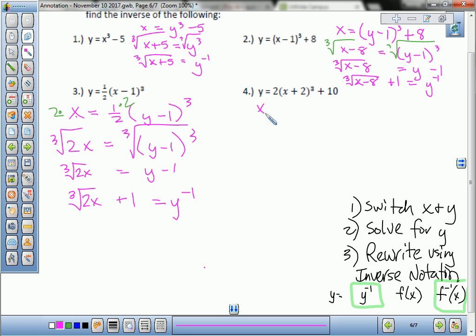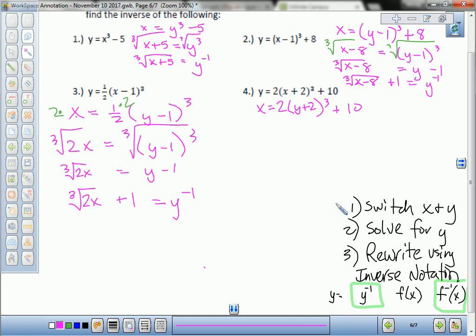So step 1, switch the x and y. Step 2, solve for y. So this one, to solve for y, the first thing we have to do is subtract the 10. Now the next thing we do is divide by 2, or multiply by the reciprocal, whichever way you thought about it. So if we divide by 2, we have to divide everything over here by 2 and everything over here by 2. So this one looks like this.